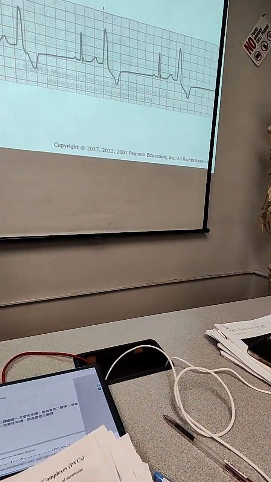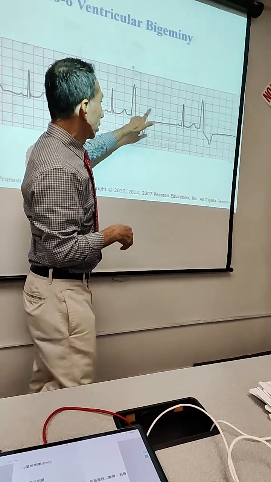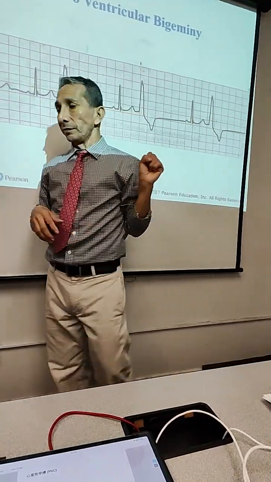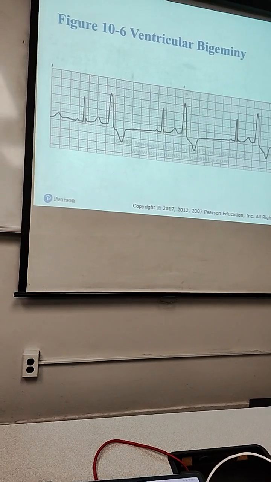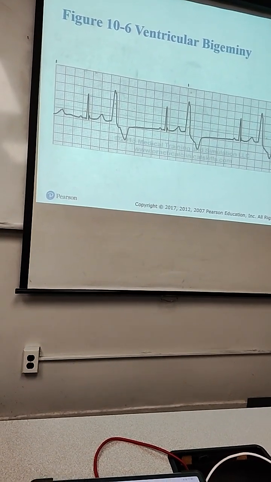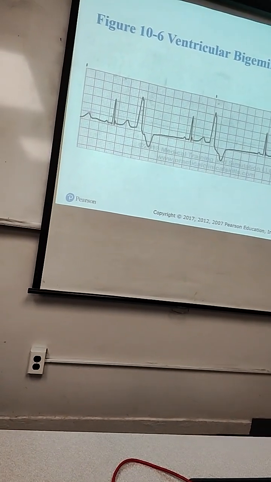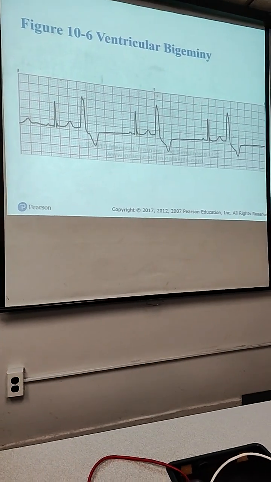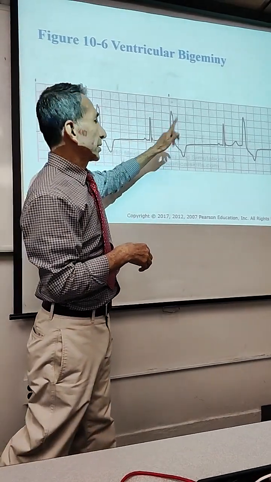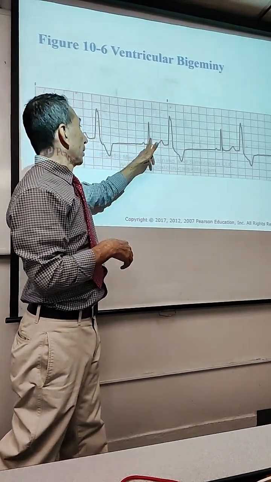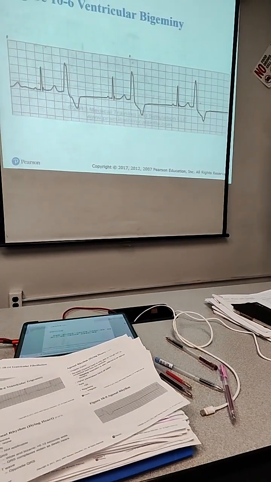Right here. One good, not good. One good, not good. One good, not good. That is called ventricular bigeminal. The first one, the second. The first one, the second one. First one, second one. 2. Because bi means 2. Remember.